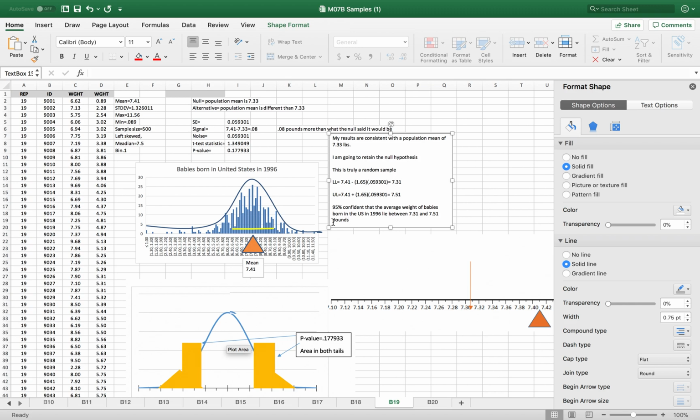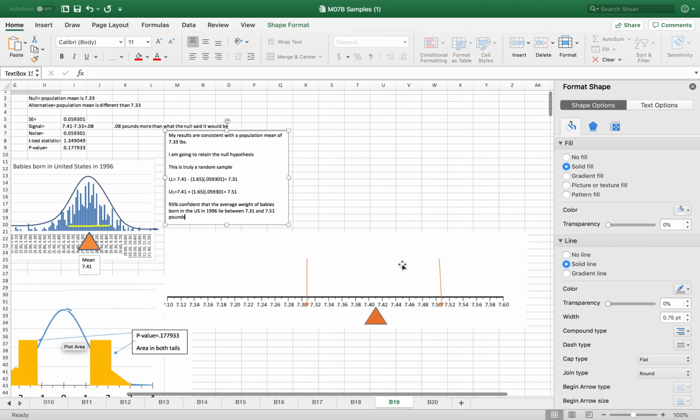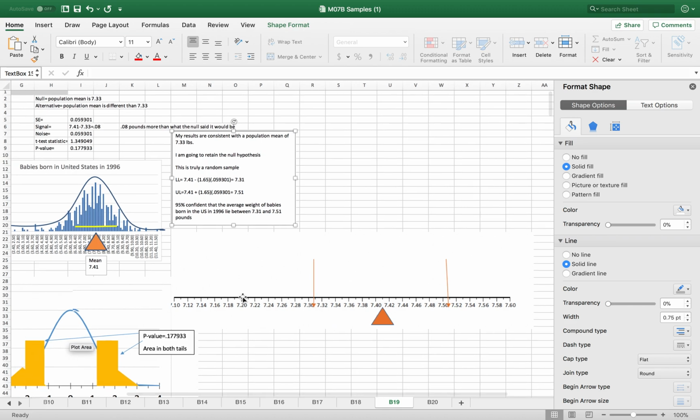Then I did my 95% confidence level using my SE, and the lower limit I got was 7.31, and as you can see, I show how to calculate it here. My upper limit I got was 7.51, and I can say that I'm 95% confident that the average weight of babies born in the US in 1996 lies between 7.31 and 7.51 pounds. I used the number line and graphed it. Here's the mean of 7.41, my lower limit of 7.31, my upper limit of 7.51, and as you can tell, 7.33 still lies here.